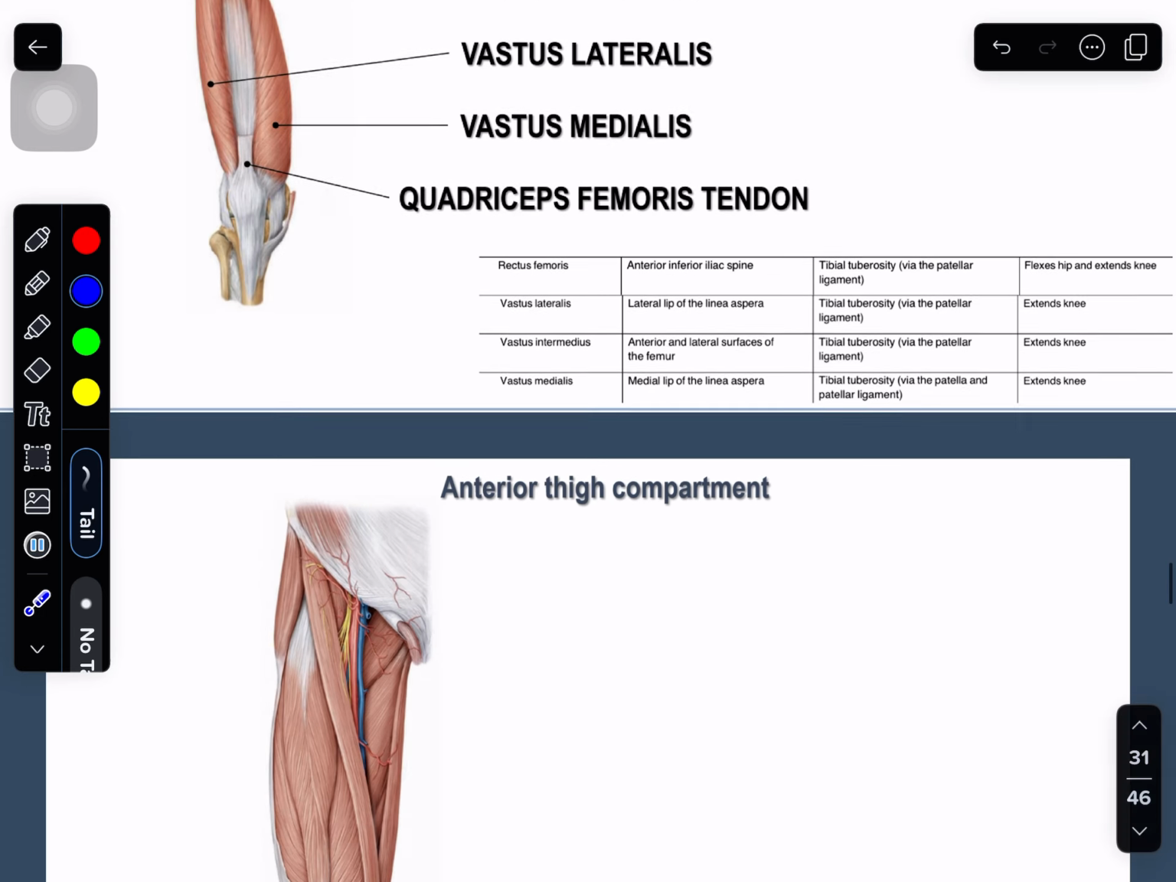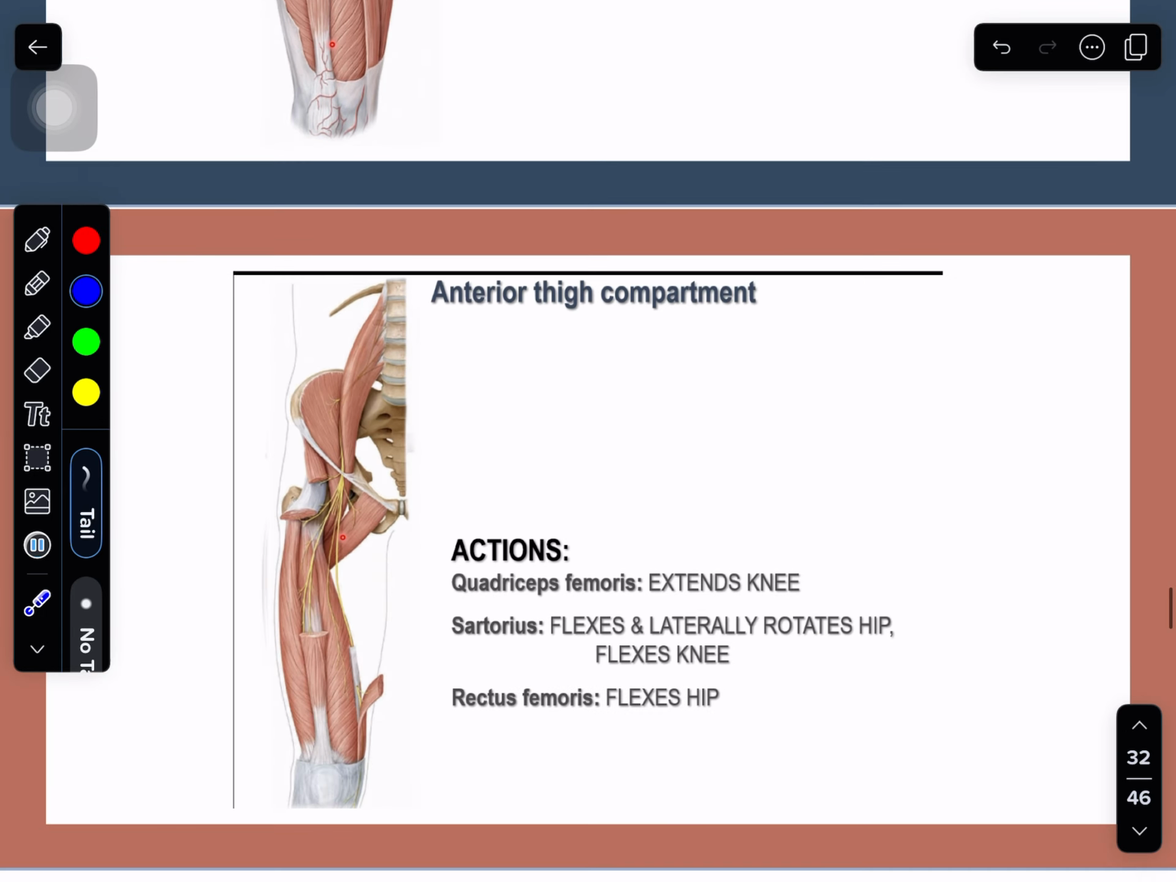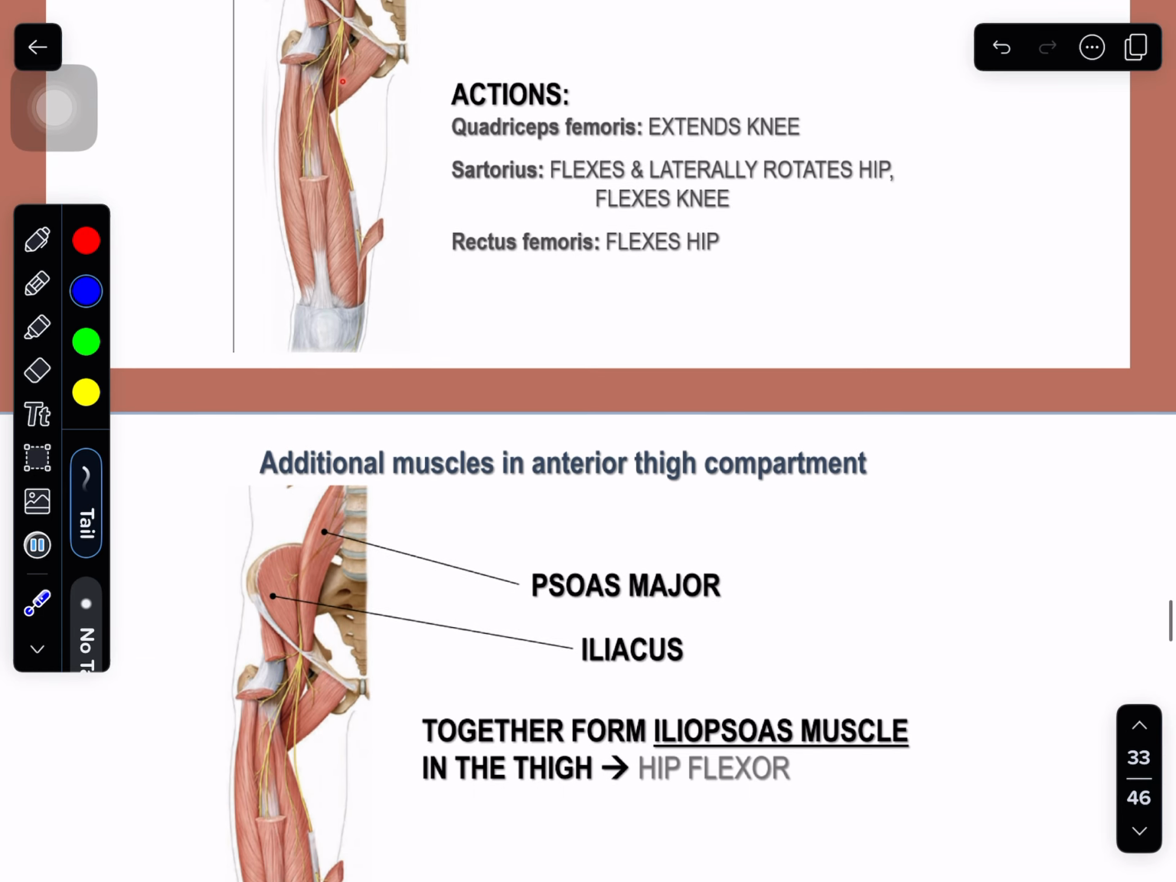So moving on, we're going to just skip these next couple slides. They kind of cover what we just talked about.